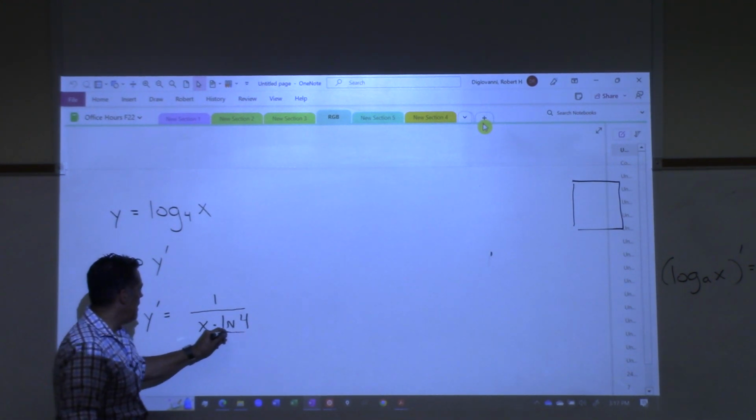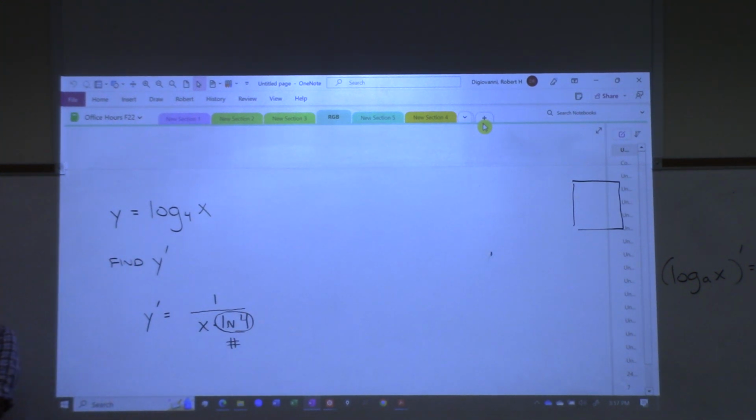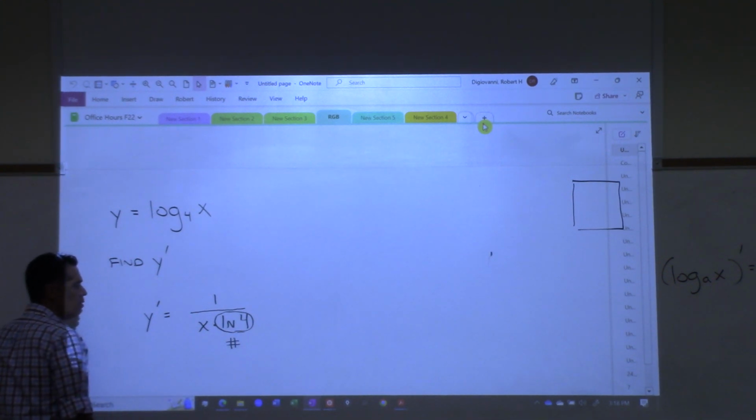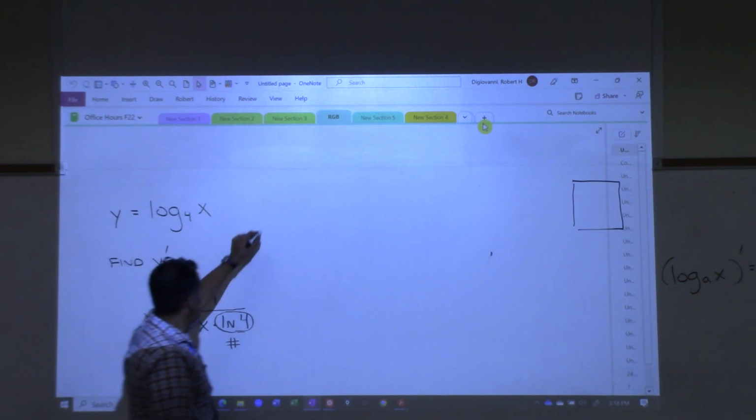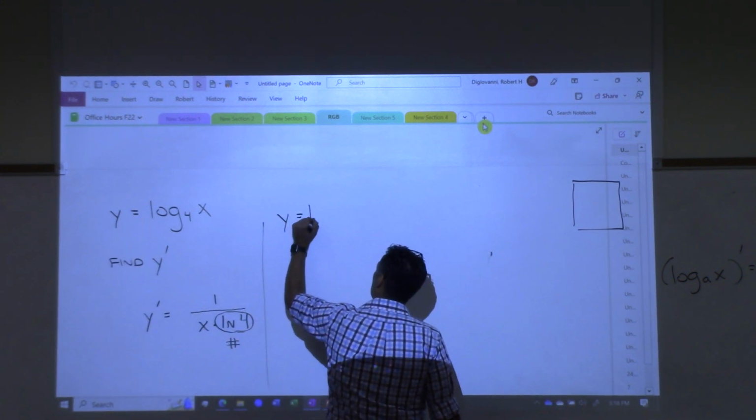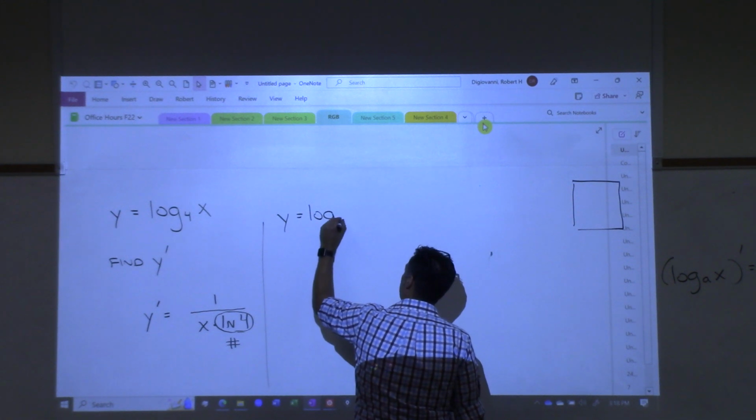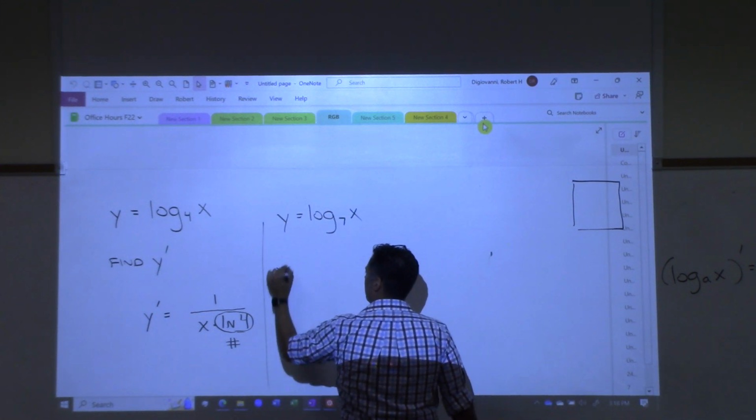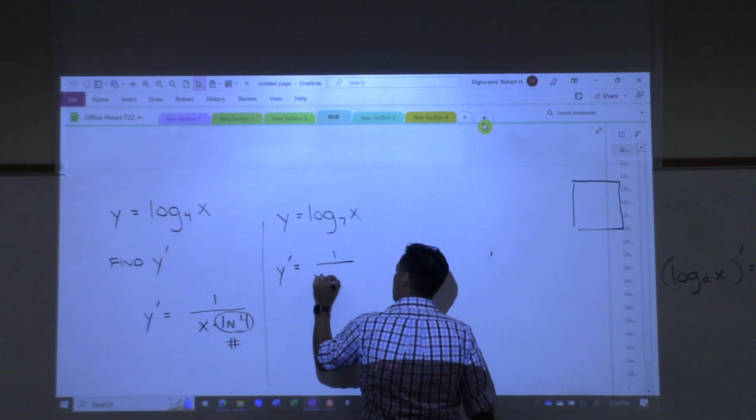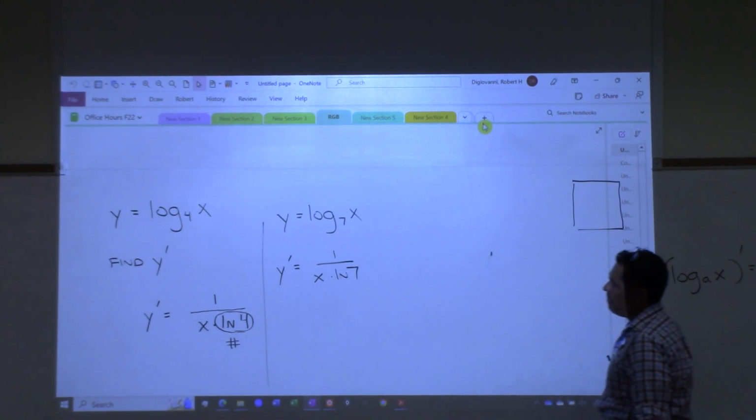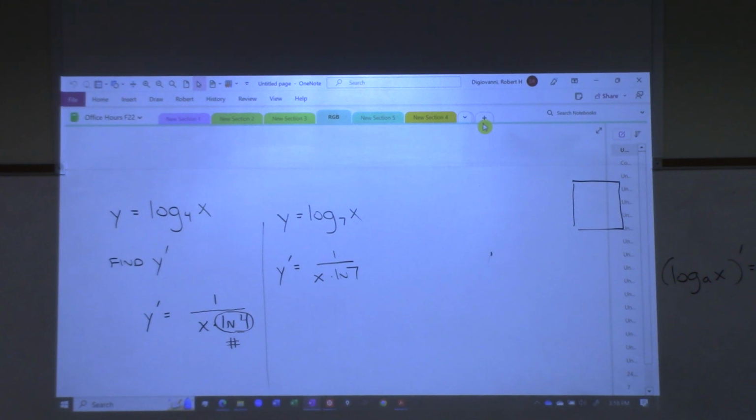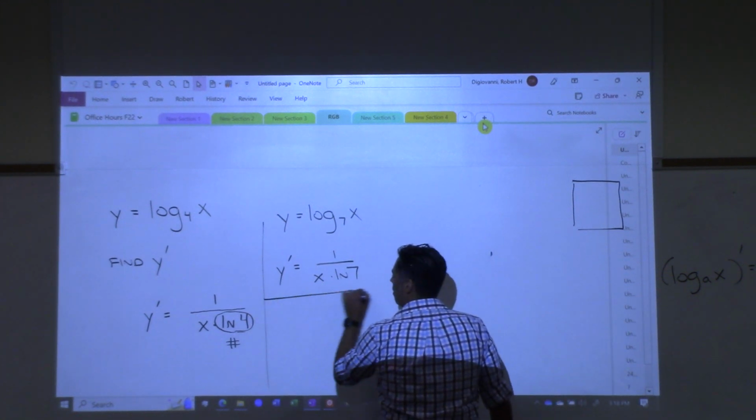Please remember that natural log of 4 is just a number, right? You can go on your calculator right now and figure out what natural log of 4 is. It's just some decimal. So we have 1 over x times the natural log of 4. I'll give you another one. How about y is log base 7 of x. The derivative of that would be 1 over x times natural log of 7. Is that pretty straightforward? Okay, what about this one?